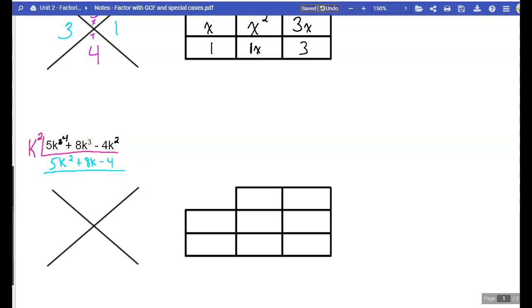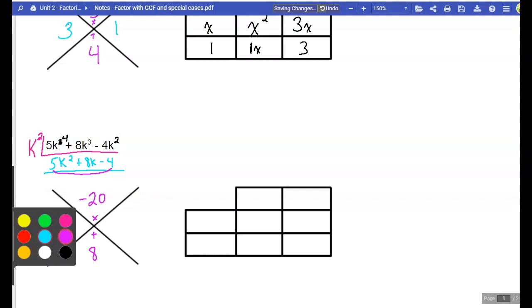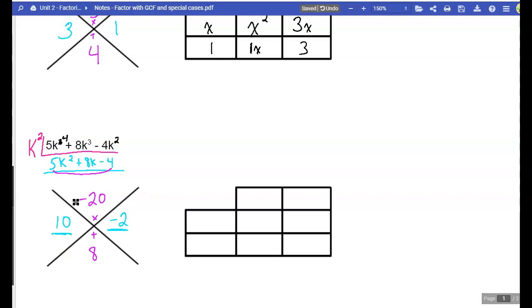All right, now we're ready to fill in our little x down here. I'm going to multiply 5 times negative 4. That gets me negative 20. And then I'm going to get 8 here. So my question is, what multiplies to negative 20 and adds to 8? I'll give you a moment to solve that. So, what I'm asking is, what number goes here and here? If you got 10 and negative 2, you got that one right.